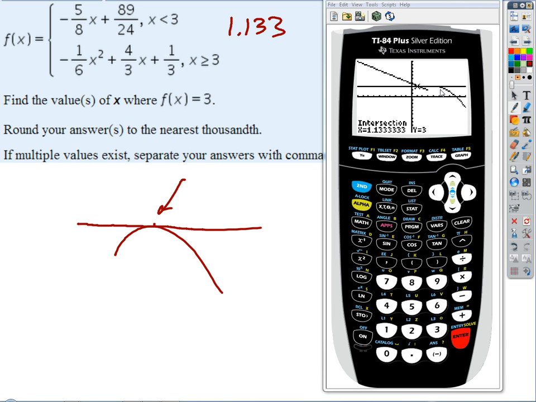Okay, but what about this other guy? If I try to do the same thing, if I go second, calc, 5, enter, enter, and then I make a guess over here.